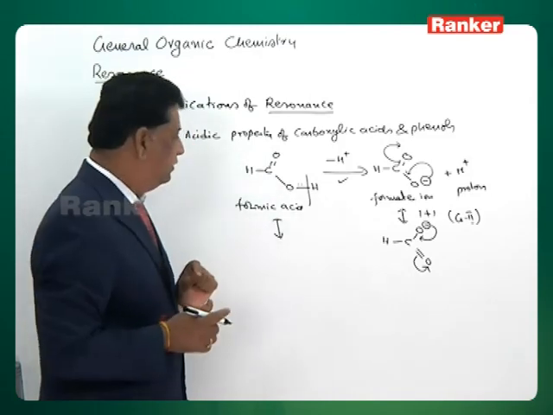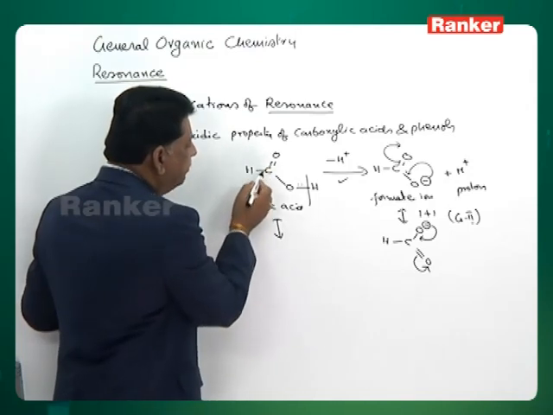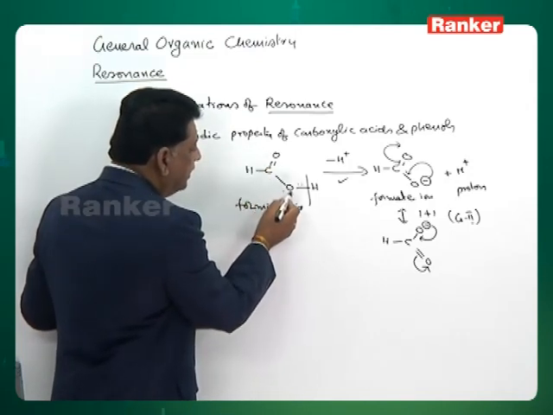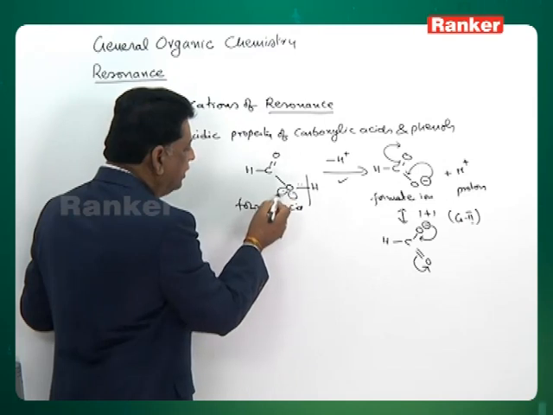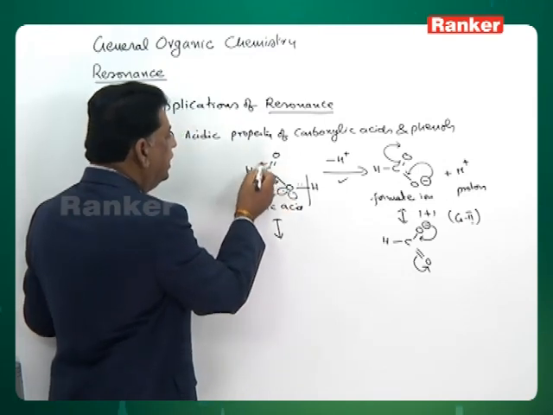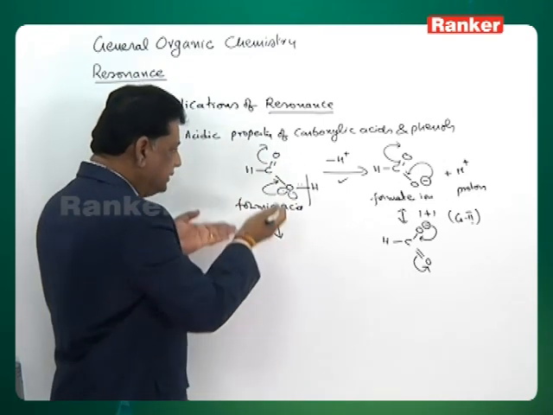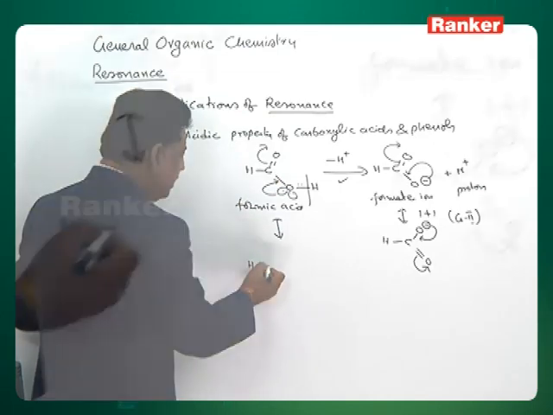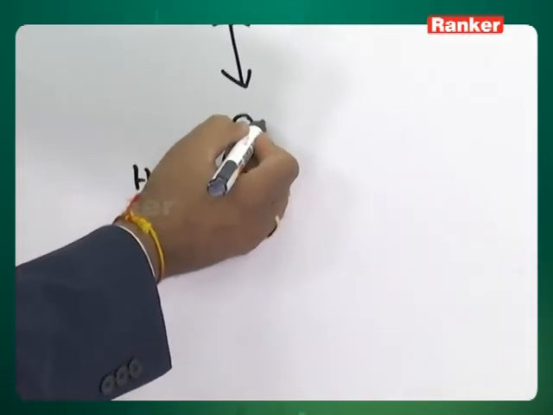No, it too has a resonance. Where is the eligibility? There is a pi bond and the 2 lone pairs are there, isn't it? Oxygen is having the 2 lone pairs. One of these lone pairs can donate and show the resonance. This formic acid itself has a resonance. Now what is the resonance structure of this one?